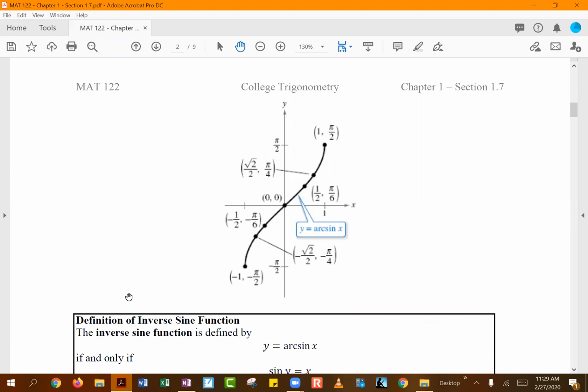So again, remember when we had talked about inverse functions, your x and y values interchange, right, from the original function to the inverse function. So in the original function, our x values were going from negative pi halves to positive pi halves, which will now become the range for your arcsine function.